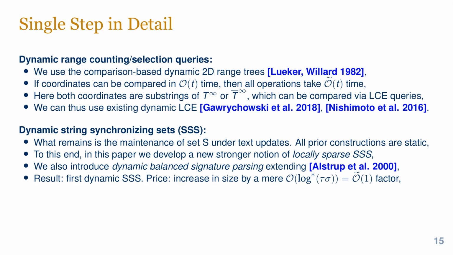Due to the use of deterministic coin tossing, the synchronizing set derived from balanced signature parsing is slightly larger than the optimal one. More precisely, the price we pay is the increase in size by a factor of log star of tau times sigma. As a side result of independent interest, our construction also yields a new implementation of deterministic dynamic strings.